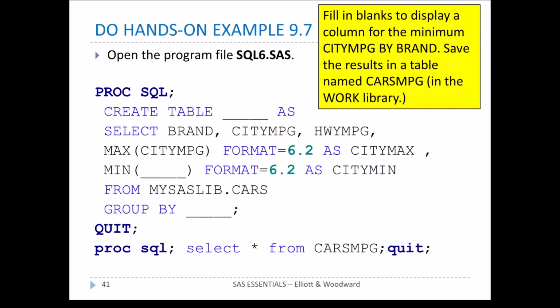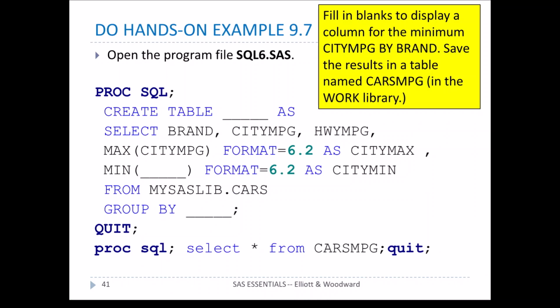All right, now let's do example 9.7. So open up the file called SQL6.SAS, and this is just a little exercise that is going to ask you to fill in some blanks. So what we want to do is fill in the blanks to display a column for the minimum of city miles per gallon by brand, and then we want to save the results in a table named cars MPG in the work library. So we're sort of putting together a few of the things we just learned.